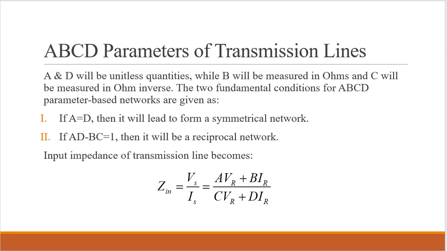Moving on to the next part, we know that we have the two fundamental conditions in order to analyze the parameters for the transmission lines. For analyzing the parameters of transmission lines, as I have told you, we have the four basic parameters A, B, C, D. If A becomes equal to D, then it will form a symmetrical network, and if AD minus BC is equal to 1, then it means that it is a reciprocal network.